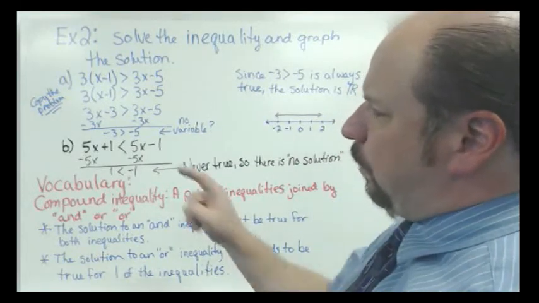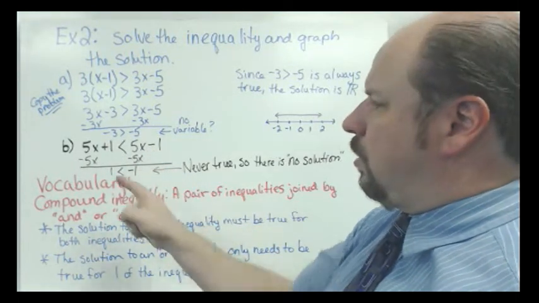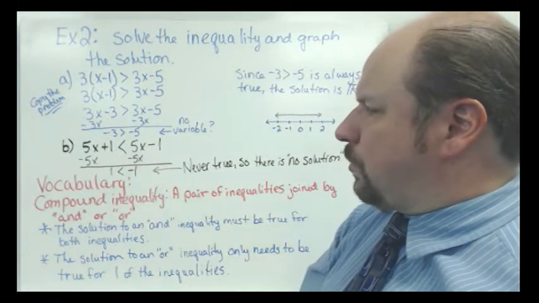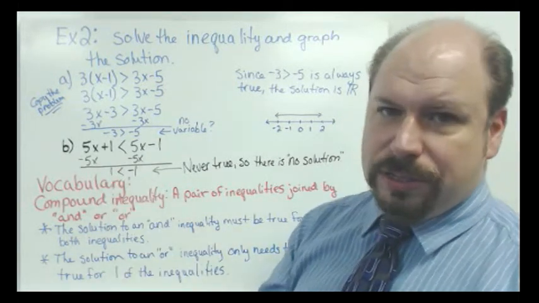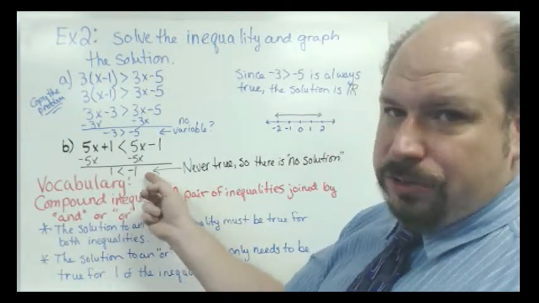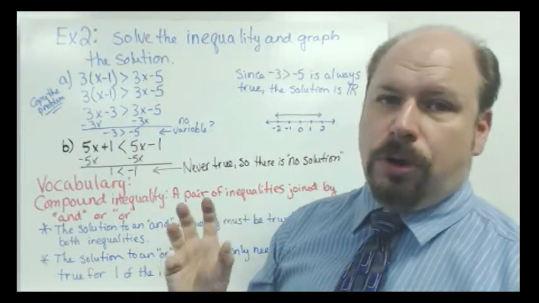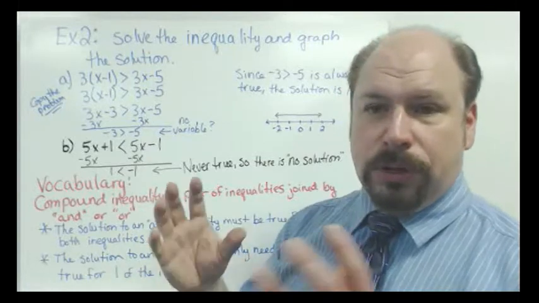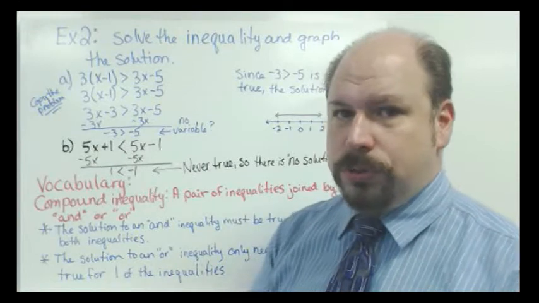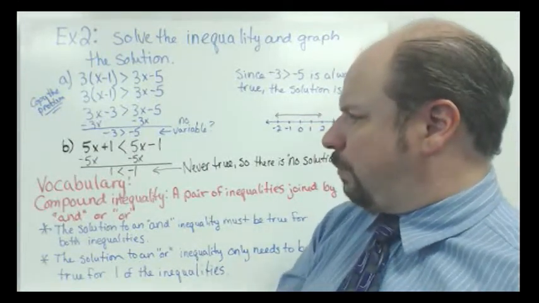Okay, in B, 5x plus 1 is less than 5x minus 1. So again, if we subtract 5x from both sides, we get 1 is less than negative 1. Well, that is never true. So since that is not a true statement, there is no solution in this case. So always be aware, look for those. If the variables go away, we're either going to have a situation where we have all real numbers or no solution.